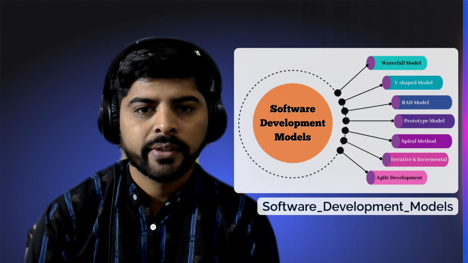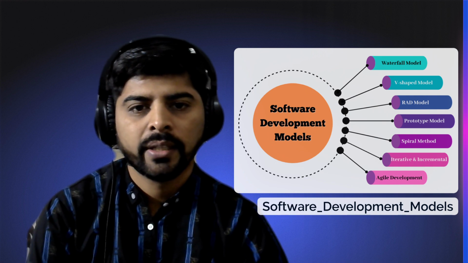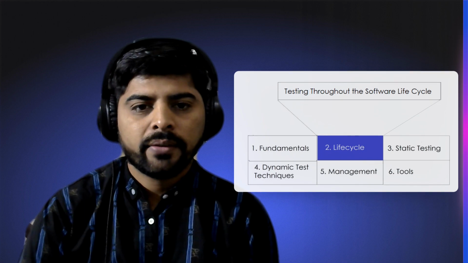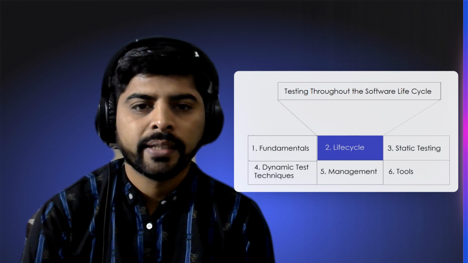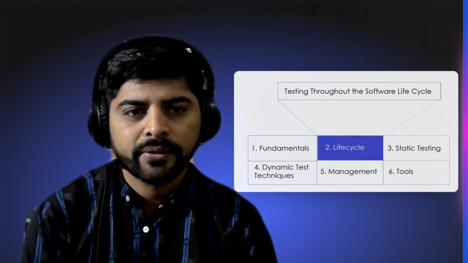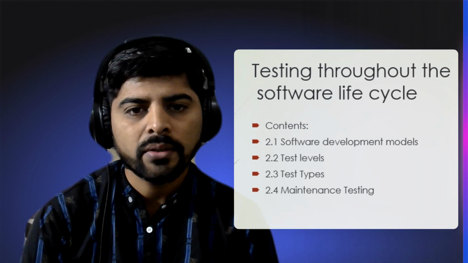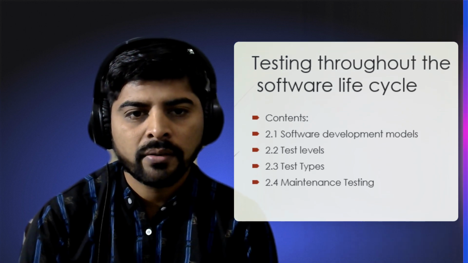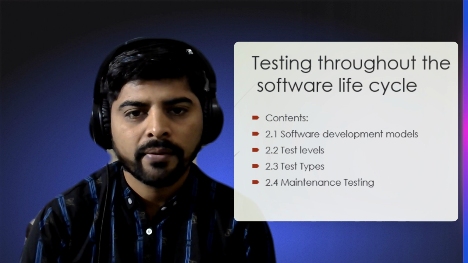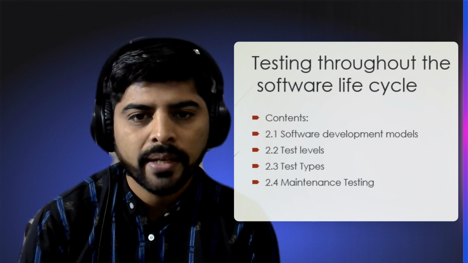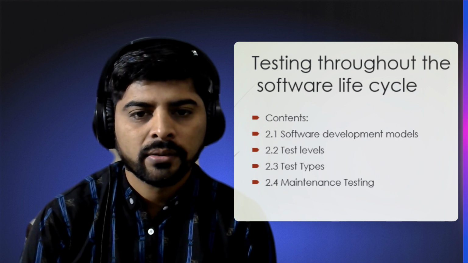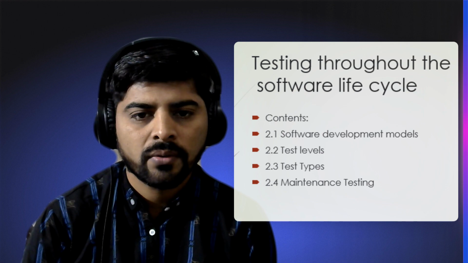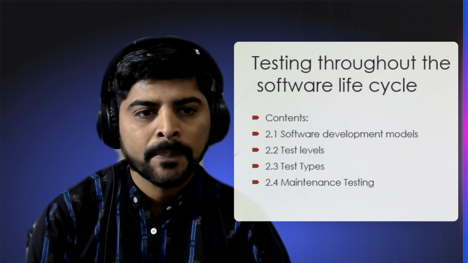In this session, we will discuss software development models. As we have completed chapter 1, which was about fundamentals of testing, now we are in chapter 2, which is about the testing lifecycle. In chapter 2, 2.1 is software development models, 2.2 we will discuss test levels, 2.3 we'll discuss test types, and in the last one, 2.4, we'll discuss maintenance testing.